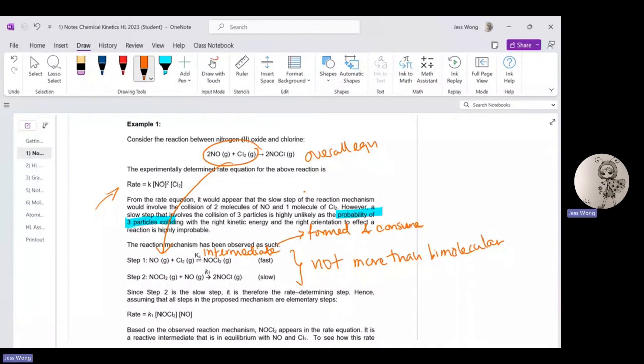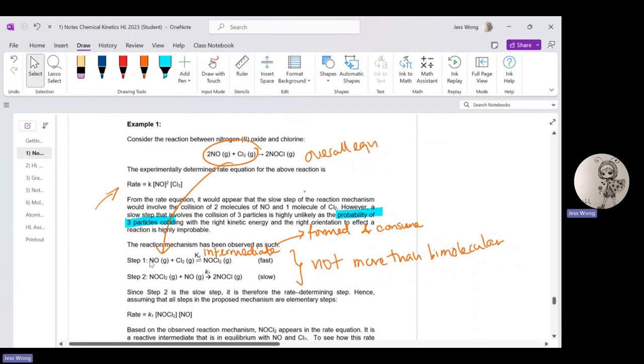If you look at my overall equation, I have used up one NO and one Cl2, but I have not used up one more NO. So I will use NO with my intermediate to form what I wanted to get, which is my product, NOCl.